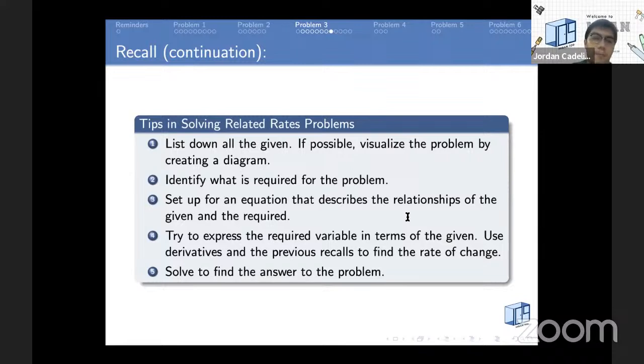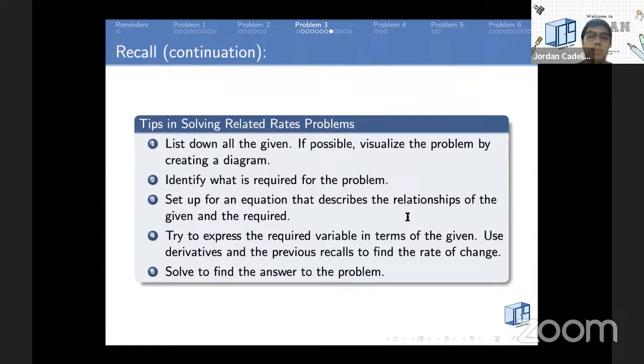Next, set up an equation that describes the relationships of the given and the required. Take note, the equations given so far are usually relationships of variables. So let's say you see y equals x squared plus x plus 1. That is the relationship of y to x, or y in terms of x. That's what I mean by relationships.